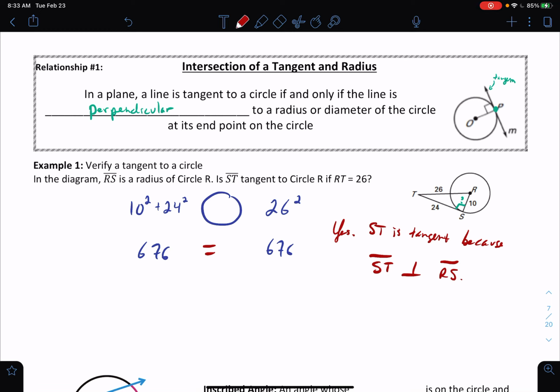In the next video, we'll start talking about angles inside. Other than this 90-degree angle relationship, we'll open up to another angle relationship. Make sure to tune into the next video.